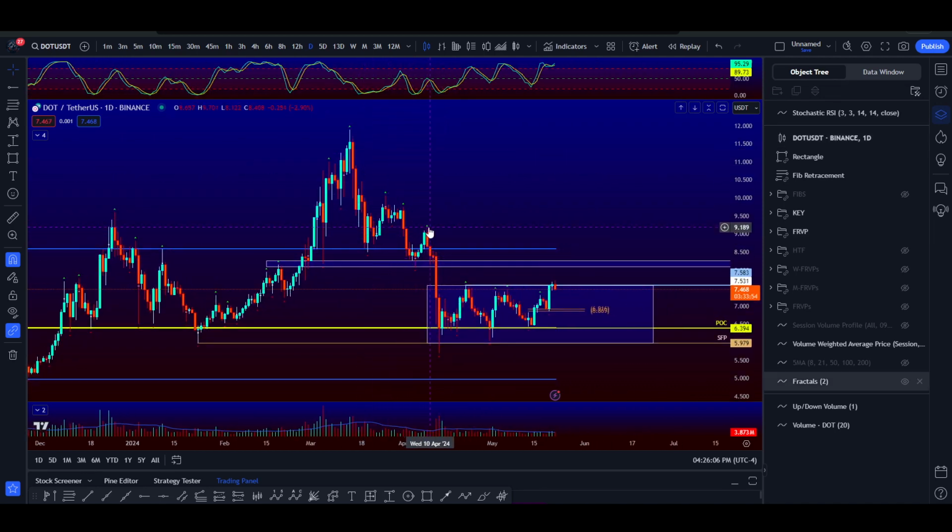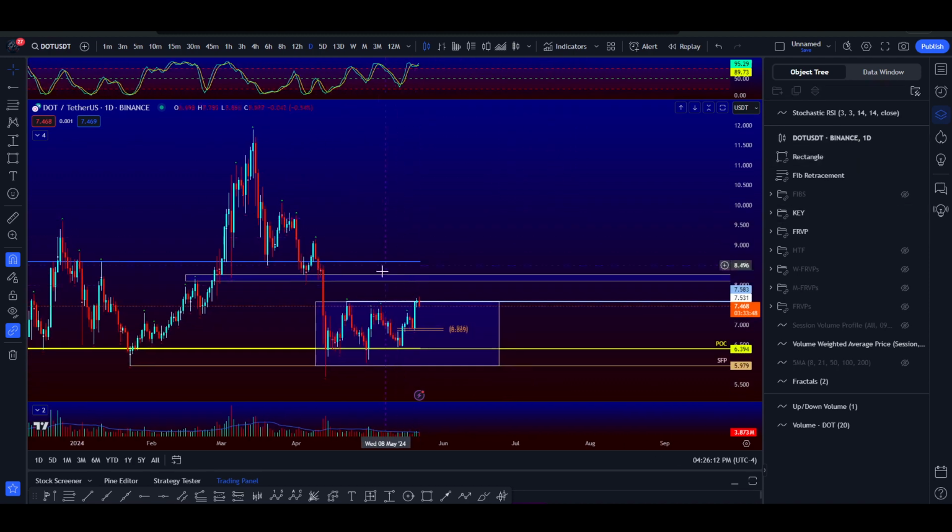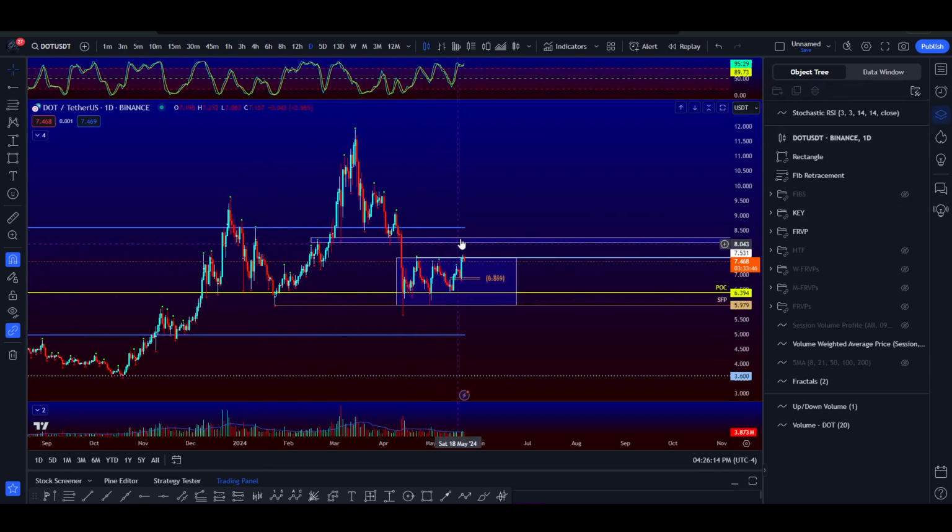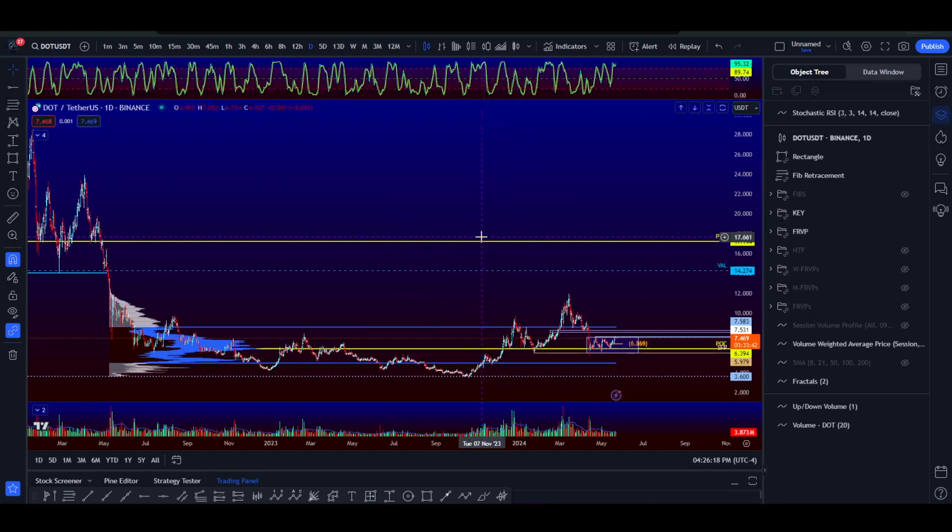some time, failed one more time, and this was a more aggressive sell-off going right back to the point of control. And it looks like we are getting ready to then move back up to try to flip this value area high into support.